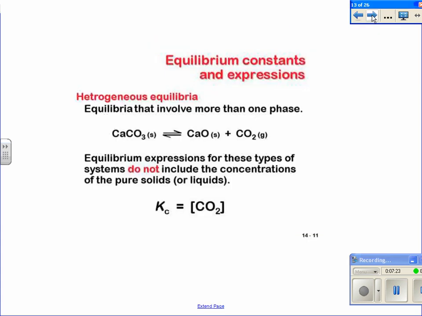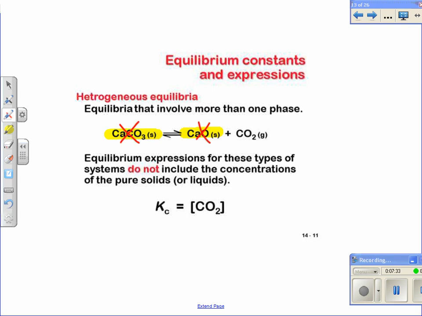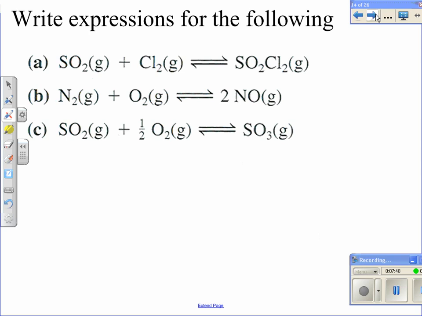If you look right here, here's an example of heterogeneous equilibrium. If you zoom in on this, there's a solid, there's another solid, and there's a gas. So the first thing I would do is not put those into the equilibrium expression. So it's just products over reactants. Since I just have a product, it would be the concentration of CO2, stoichiometric coefficient 1, so the power of 1, and then nothing on the bottom. That's my K expression.